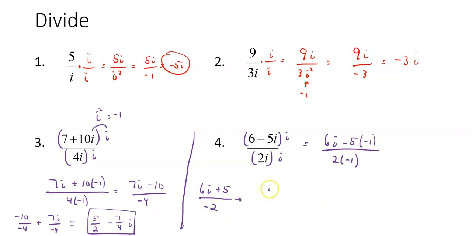a plus bi form, 5 over negative 2 plus 6i over negative 2 becomes what? Negative 5 halves. 6 over negative 2 is negative 3. So minus 3i. Real part is negative 5 halves. Complex part is negative 3.